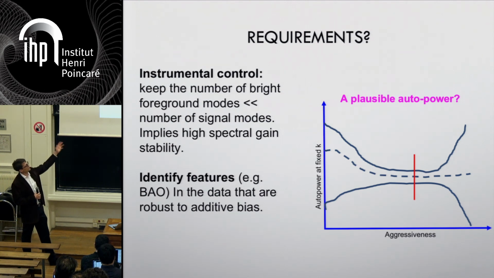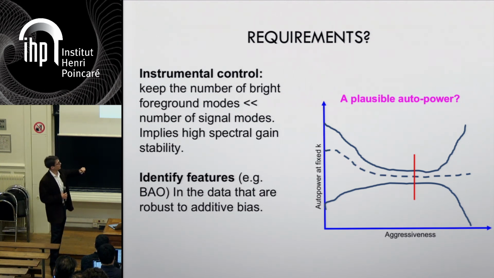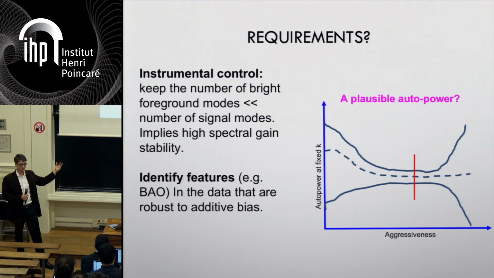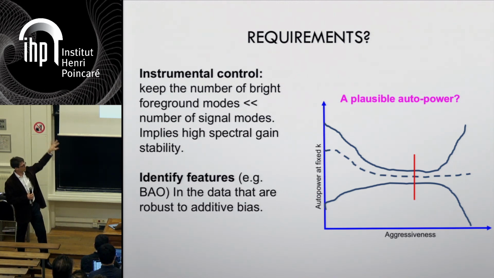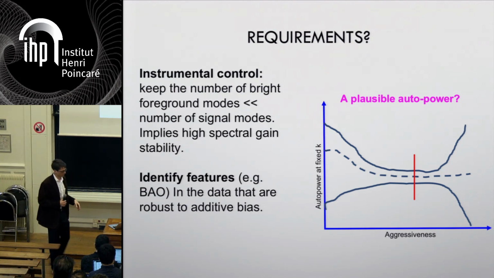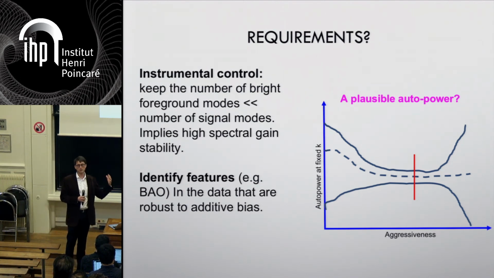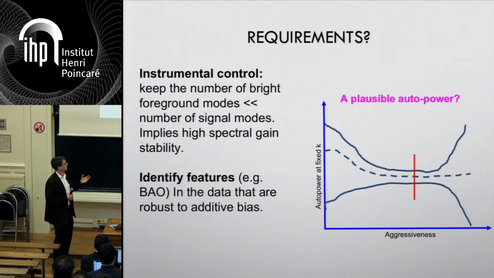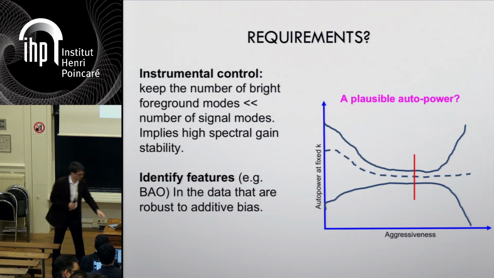So what would it take for an experiment to be in this regime and get this plateau? Well, you'd like the number of bright foreground modes as observed by the instrument to be much less than the number of signal modes, so that you can clean those bright modes and end up with some signal remaining. Now, for experiments like CHIME that are going after a feature in the power spectrum, that may also be much more robust to an additive bias. So you might be able to see the BAO even if there's some big offset in the data.